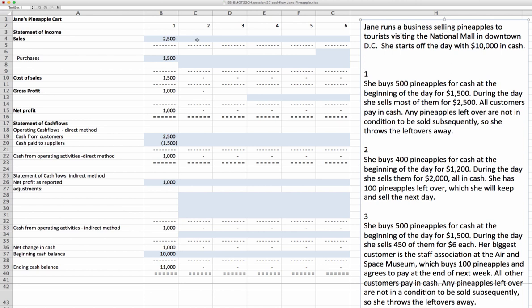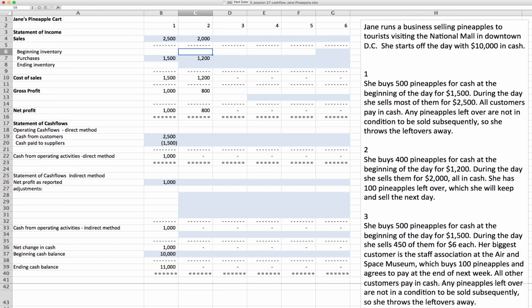So we'd say, what are the sales? She sells for $2,000. So sales are $2,000. The purchases we know are $1,200. But now when we work out cost of sales, we say, aha, it's not just the purchases. We need to take into account the beginning inventory, and we need to take into account the ending inventory, and then cost of sales is going to be beginning inventory plus purchases less ending inventory.